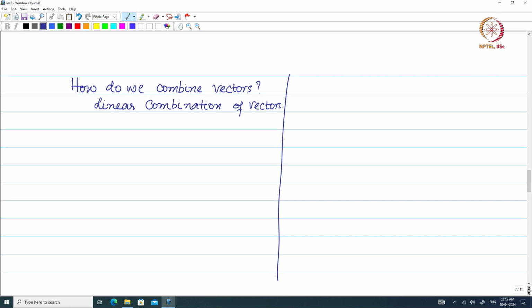In the last lecture, we stopped when we asked this question: how do we combine vectors, what we call the linear combinations of vectors. In this lecture we will look at what it is to combine vectors. But before going into this, let us look at the idea of combining points.